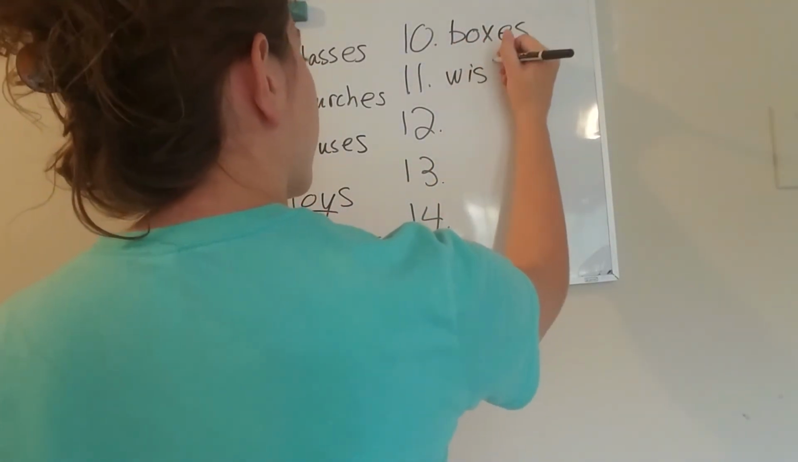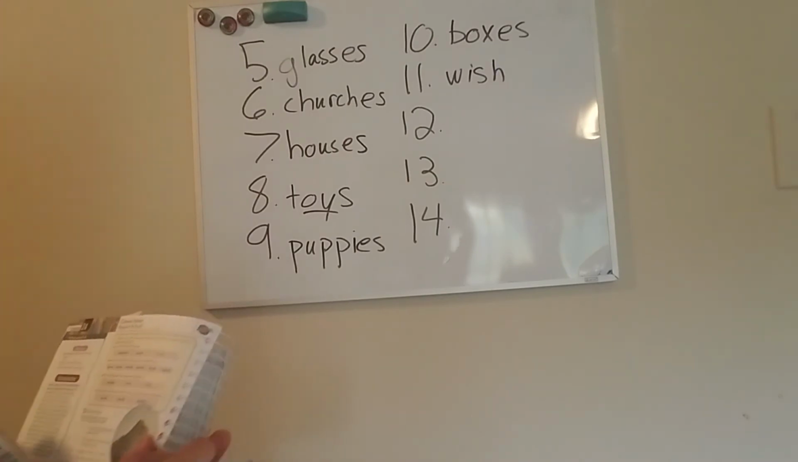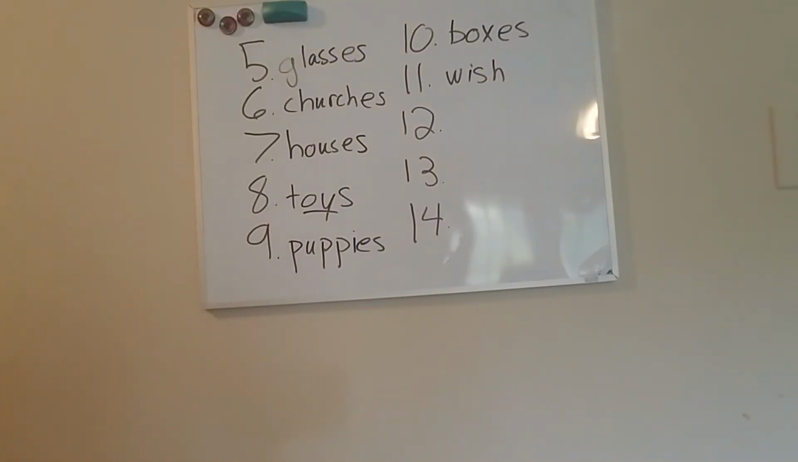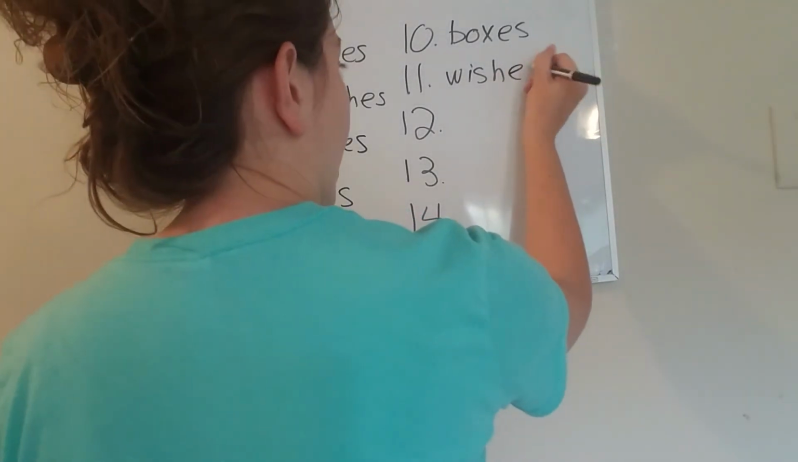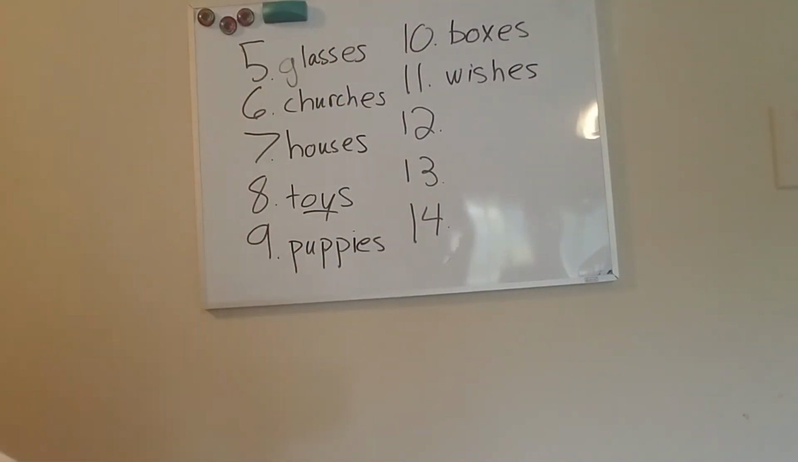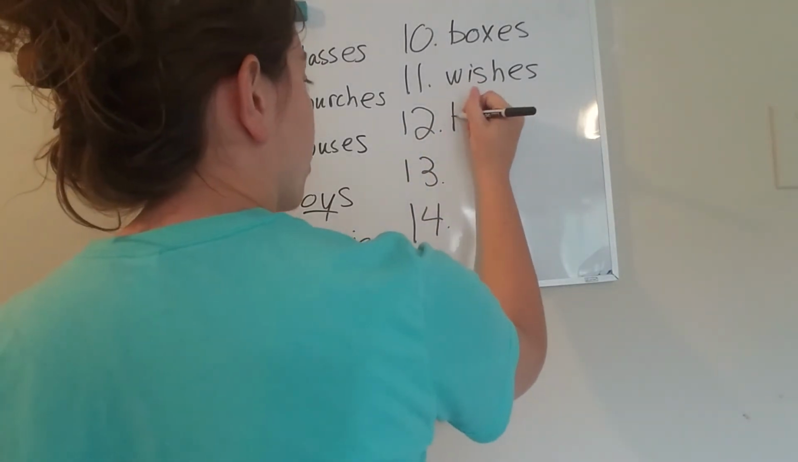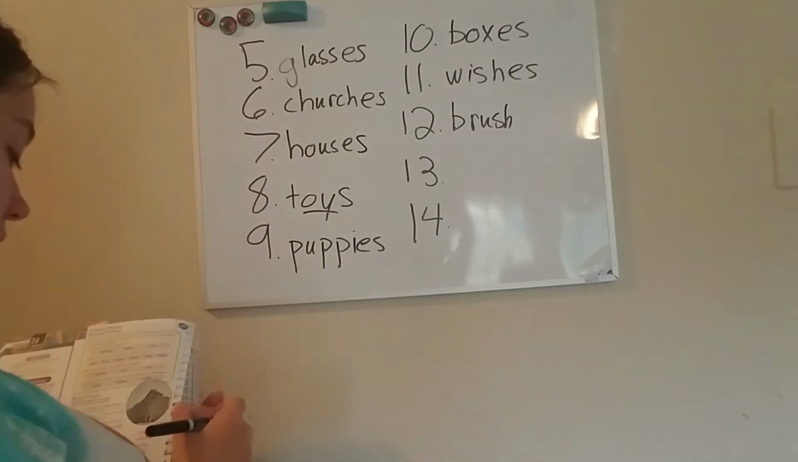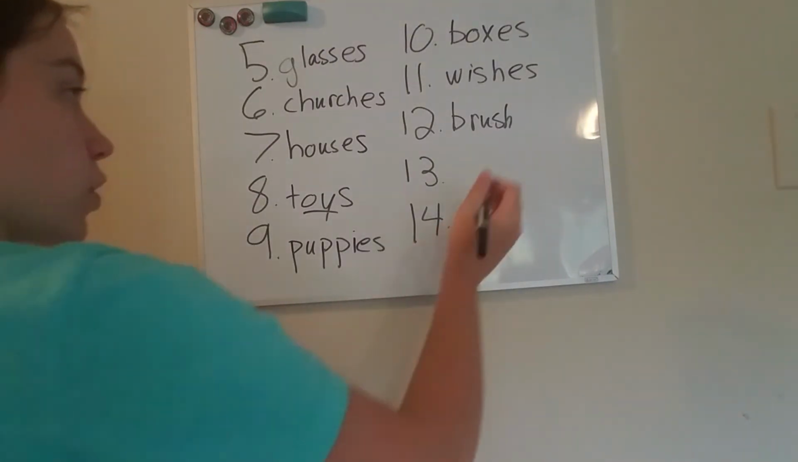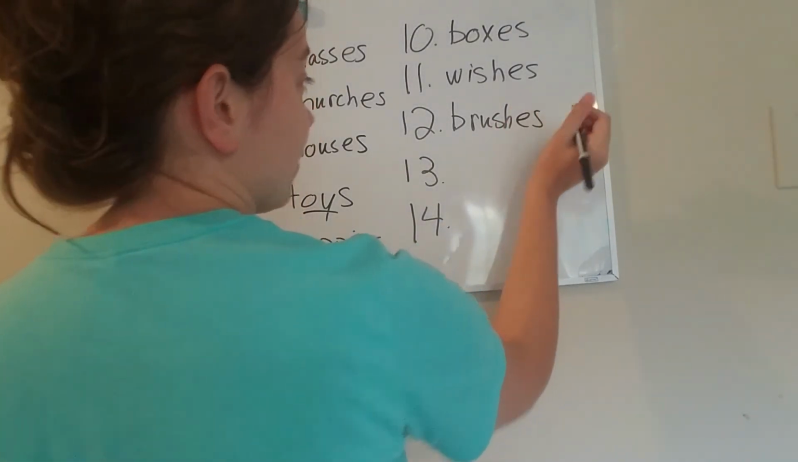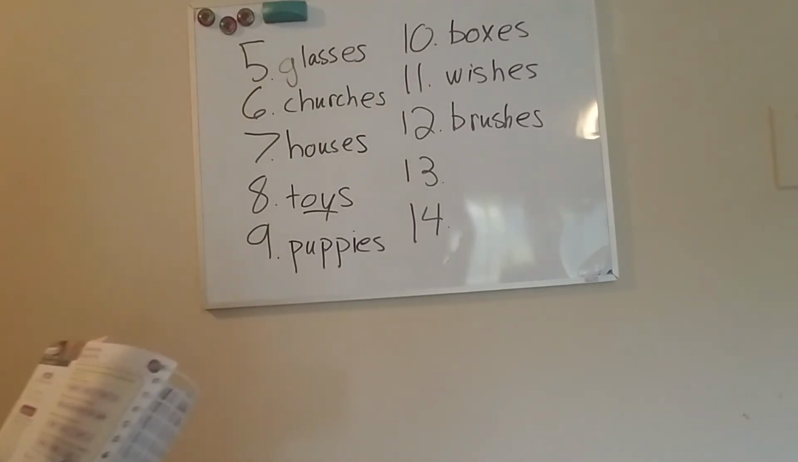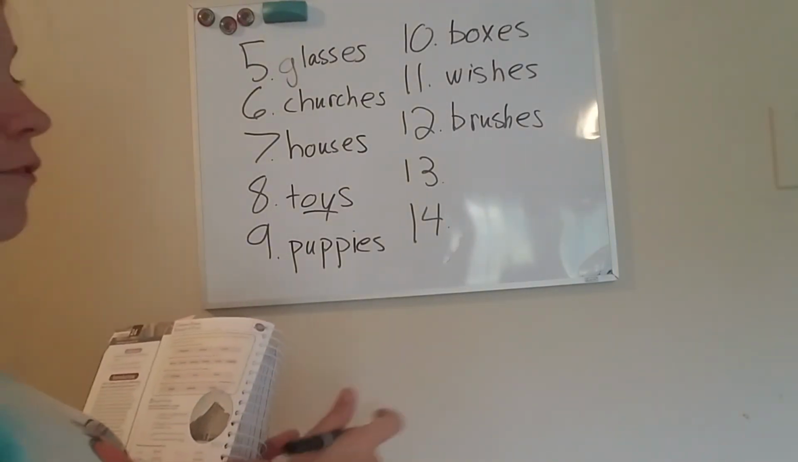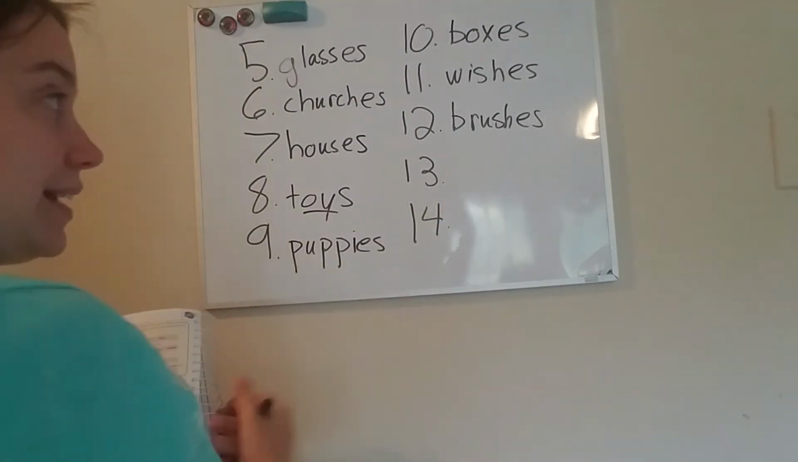Now we have the word wish. We haven't dealt with the SH ending, but what is our rule for an SH ending? We need to add an ES. Now we have number 12, brush. We have the same ending of the SH, so that means we do the same thing. I think they were trying to trick us there and see if we were going to change our ending. So we have brush and we added ES.